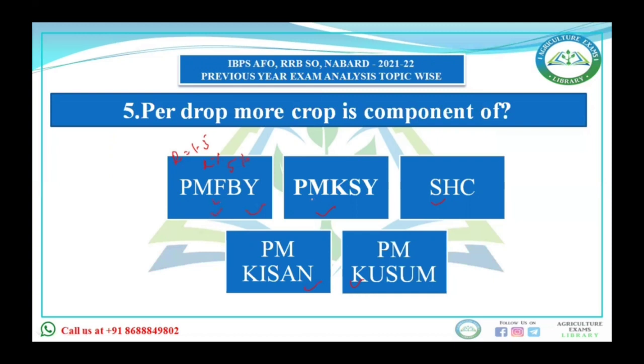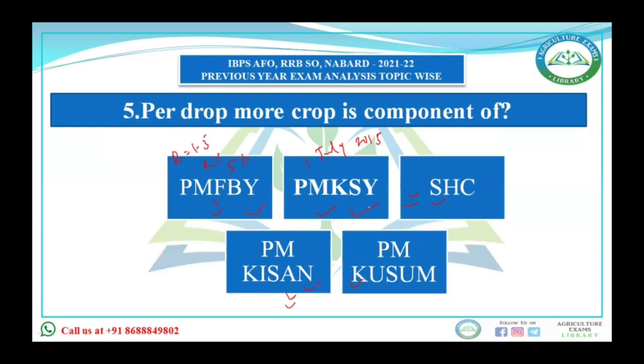Next is Pradhan Mantri Krishi Sinchai Yojana. This was launched on 1st July 2015. Again, this is the Soil Health Card. For PM Kisan, each farmer is given 6,000 rupees in a year in 3 installments. Okay, this is PM Kusum. But if the question is asked that per drop more crop is a component of, then you must know this is a component of Pradhan Mantri Krishi Sinchai Yojana.